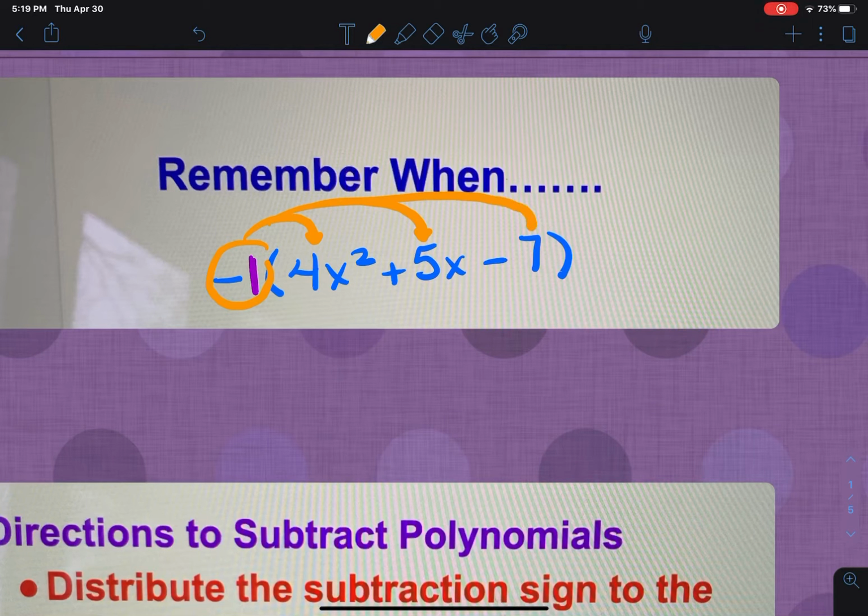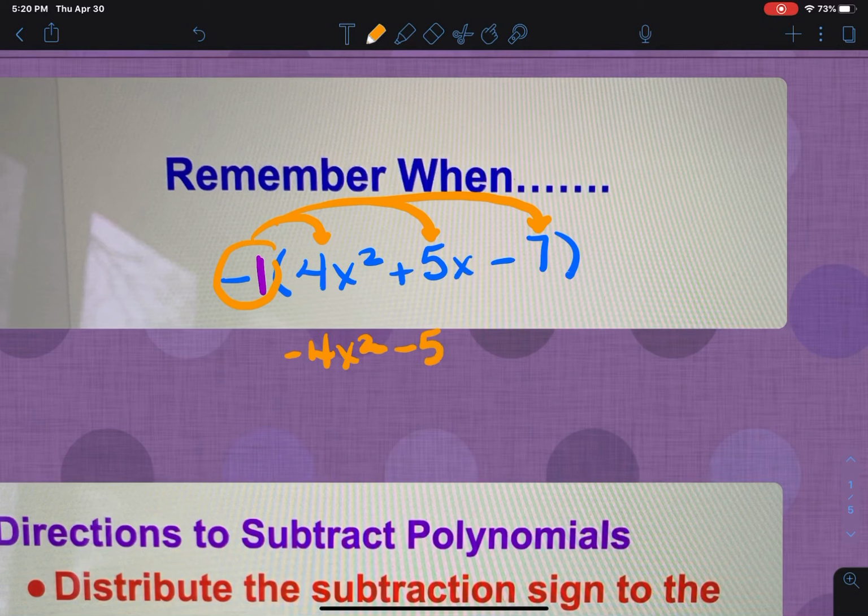Then my job is going to be to take this and distribute it to each number. So remember, distributing talks about multiplying. So in this one, if I do negative 1 times positive 4x squared, it's going to be negative 4x squared. Negative 1 times positive 5x is going to be negative 5x. And negative 1 times negative 7 is going to be positive 7.